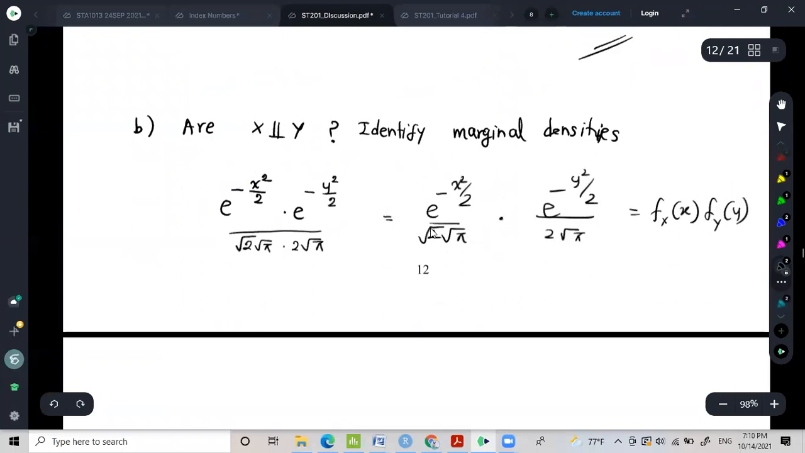So what is this distribution? Anybody who can identify? These are the standard normal distributions. Why is it standard normal? Now you know the relationship between polar coordinates and Cartesian coordinates. They are standard normal densities, and therefore you can easily say these are the marginal densities of x and y.